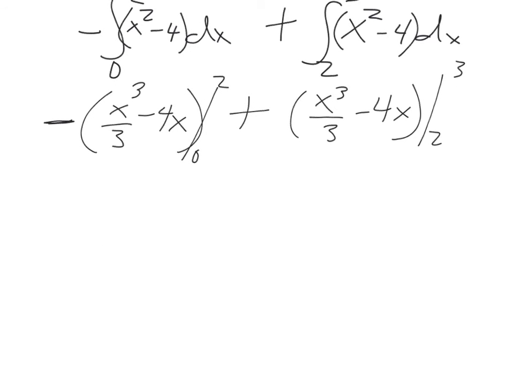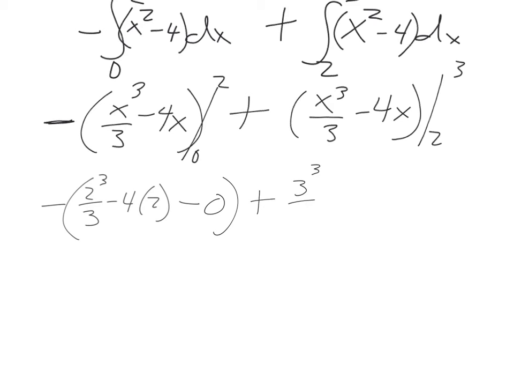So let's do this first one. We have a negative. It's going to be 2 cubed over 3 minus 4 times 2, minus, and now I'm going to do the same thing, but I'm plugging in a 0. But look, this would be 0, this would be 0. I don't really need to evaluate that to tell this is all just going to be 0. So this is just minus 0. Plus, when I go over here, I get 3 cubed over 3 minus 4 times 3 minus, let's use parentheses here, 2 cubed over 3 minus 4 times 2.